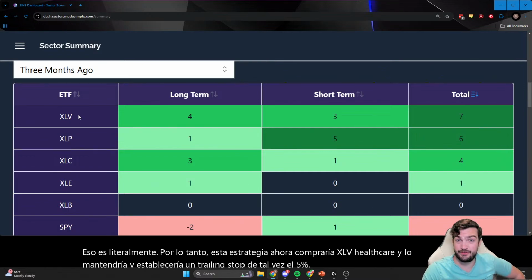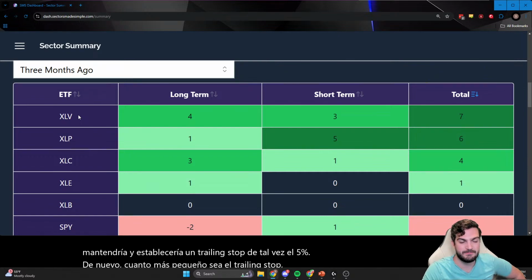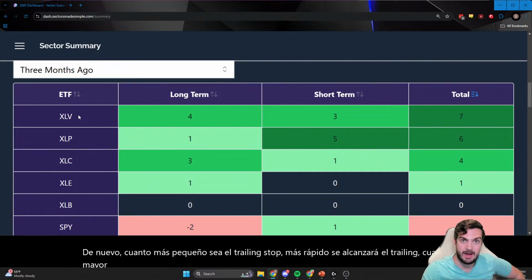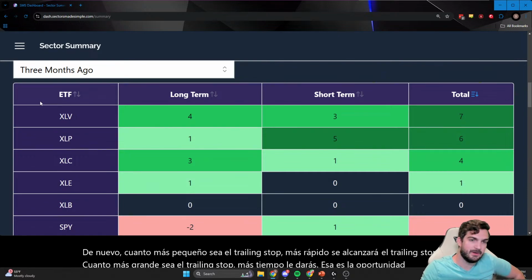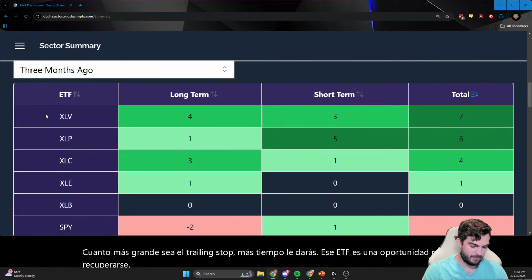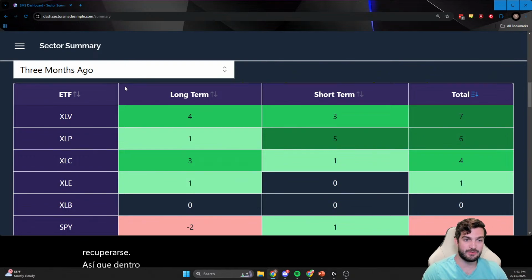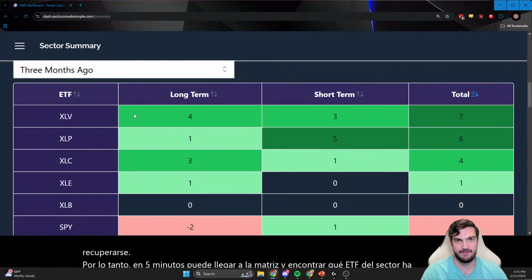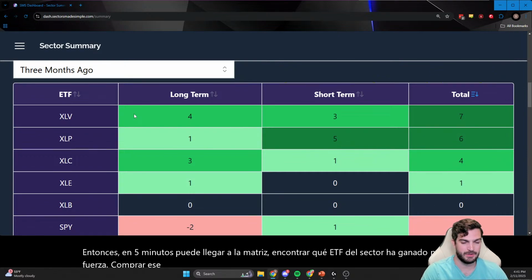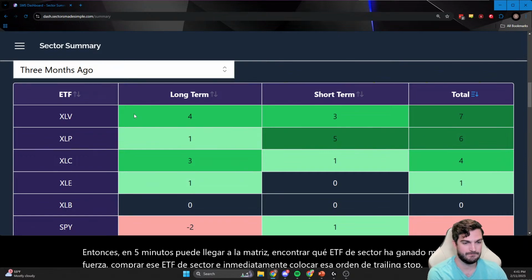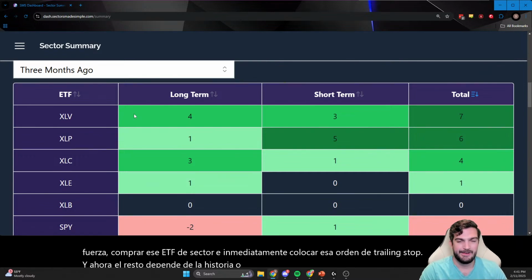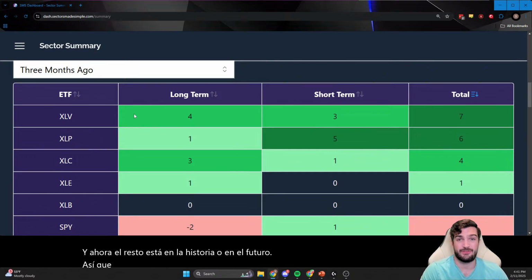Again, the smaller the trailing stop, the quicker that trailing stop will be hit. The bigger the trailing stop, the more time you're giving that ETF a chance to recover. So within 5 minutes, you can come to the matrix, find what sector ETF has gained the most strength, buy that sector ETF, and immediately put in that trailing stop order. And now the rest is up to history or the future. So that's really all there is to that strategy.